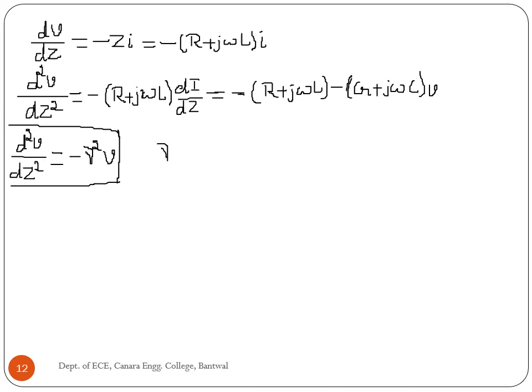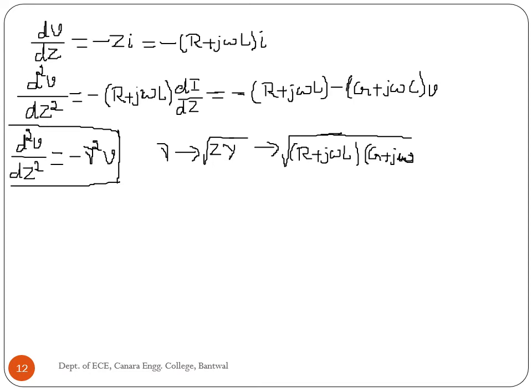Where gamma is the propagation constant, that is root of admittance into impedance, that is equal to root of (R plus J omega L) (G plus J omega C).